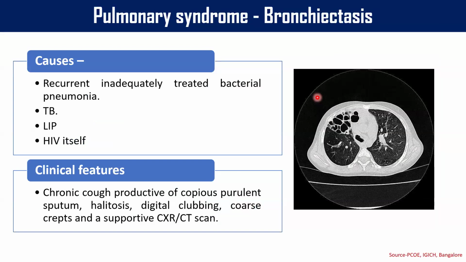So usually they present with chronic cough productive of copious purulent sputum, bad breath, digital clubbing, coarse crepitations. X-ray may be supportive. CT scan will definitely throw a lot of light in these children.